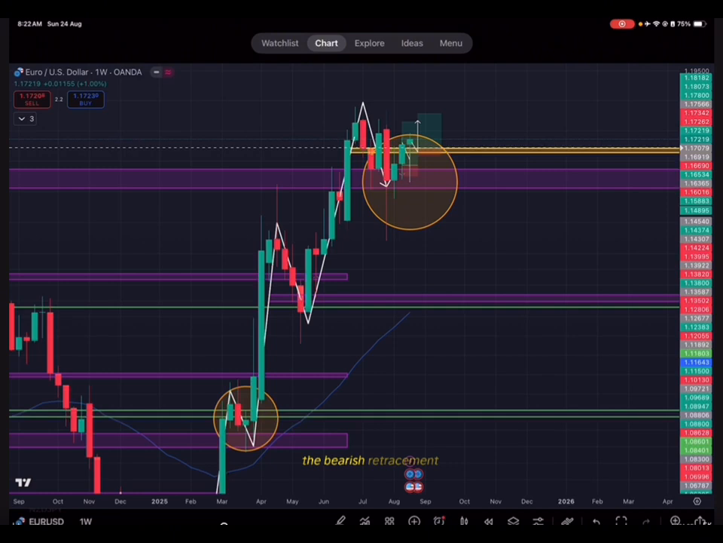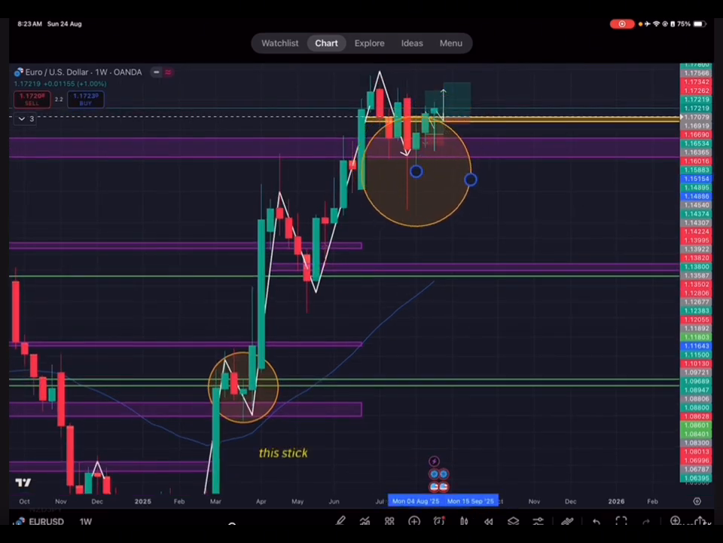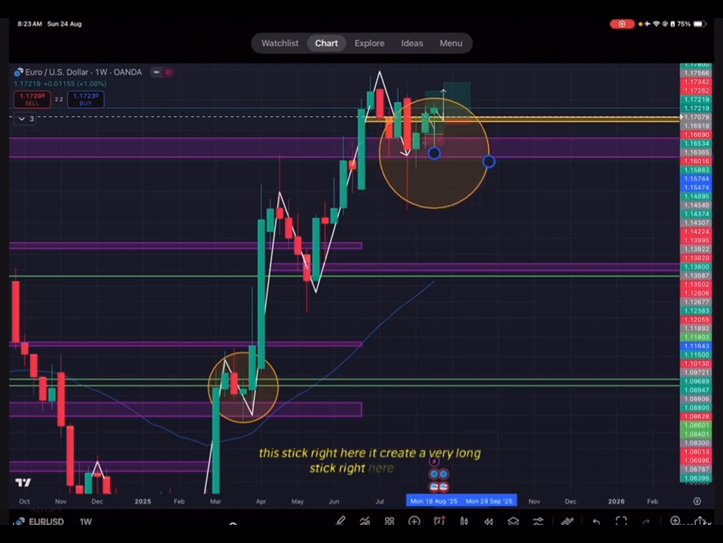Okay, now I am pointing the circle, if you guys can see. The bearish retracement with that kind of stick shows us that sellers want to get into the market, but the market doesn't allow it. This very long stick right here, it created a very long stick, which indicates the market is bullish, still bullish.